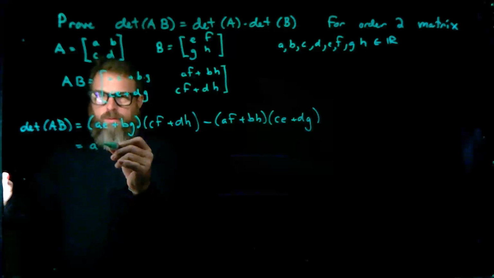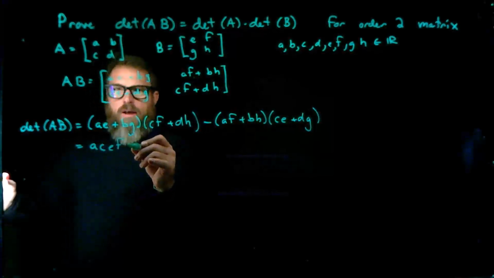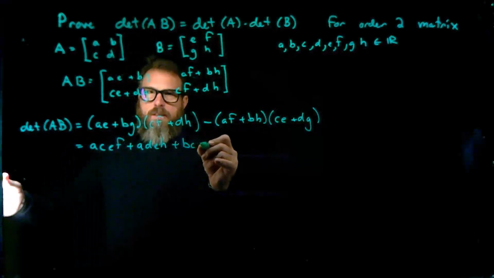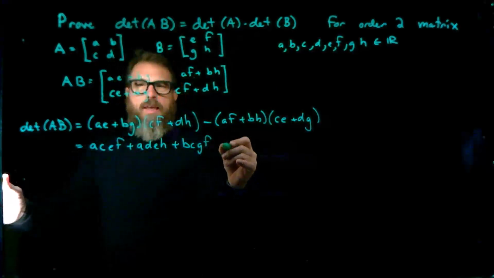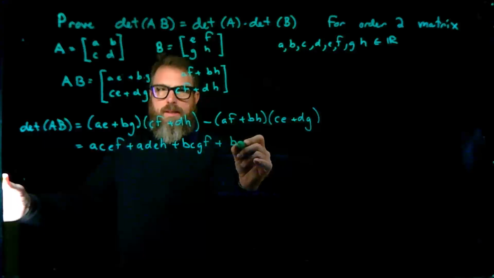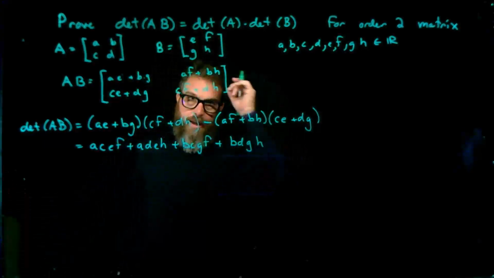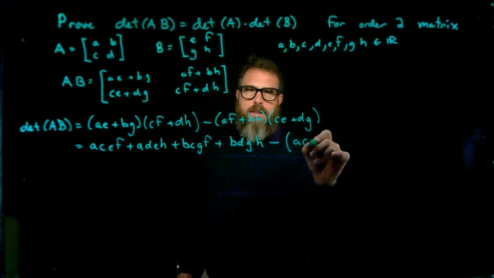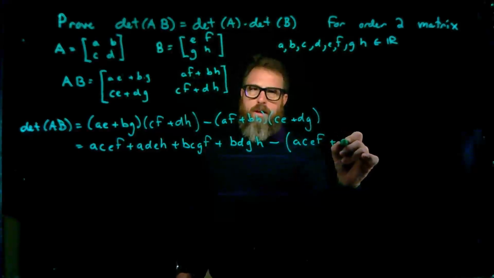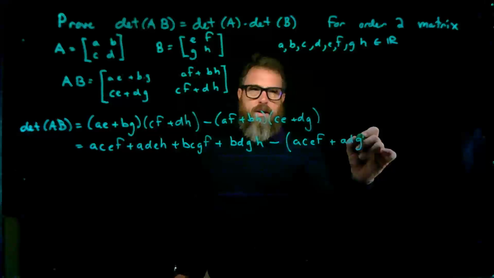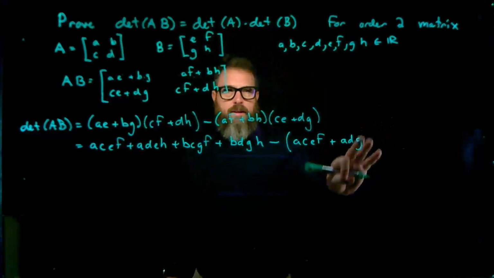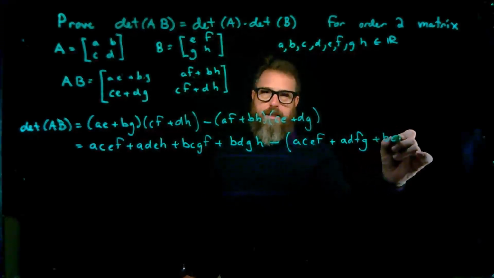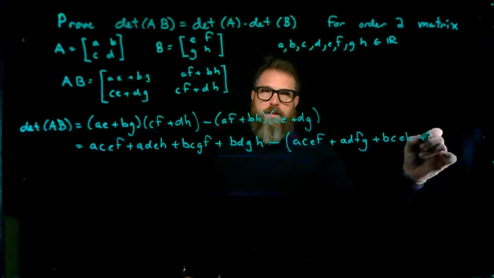So first, I'm going to put them in alphabetical order. ACEF. Outside is going to be plus ADEH. Inside is plus BCGF. And then finally last is going to be plus BDGH. And then here I'm going to have minus, first, ACEF. Outside is going to be plus ADGF, say FG. Inside is going to be plus BCEH, and then finally last is going to be plus BDGH.